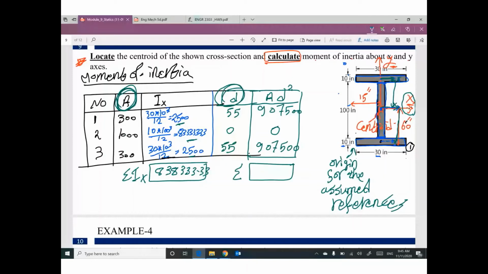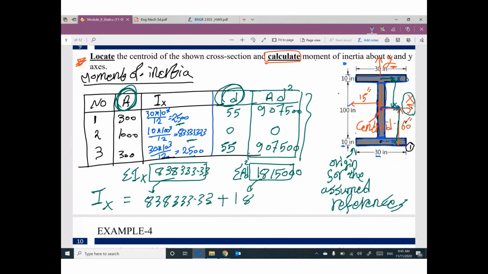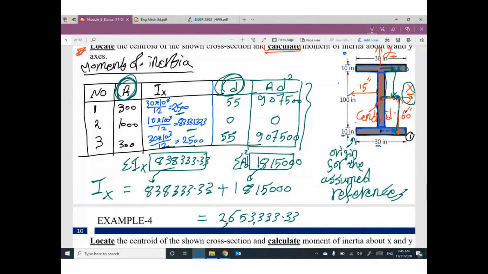Summation for this column: 90,752.0. This one will be 18,150,000. That means Ix for the whole cross section will be this number plus this number. The final answer will be 2,653,333 inch to power 4.